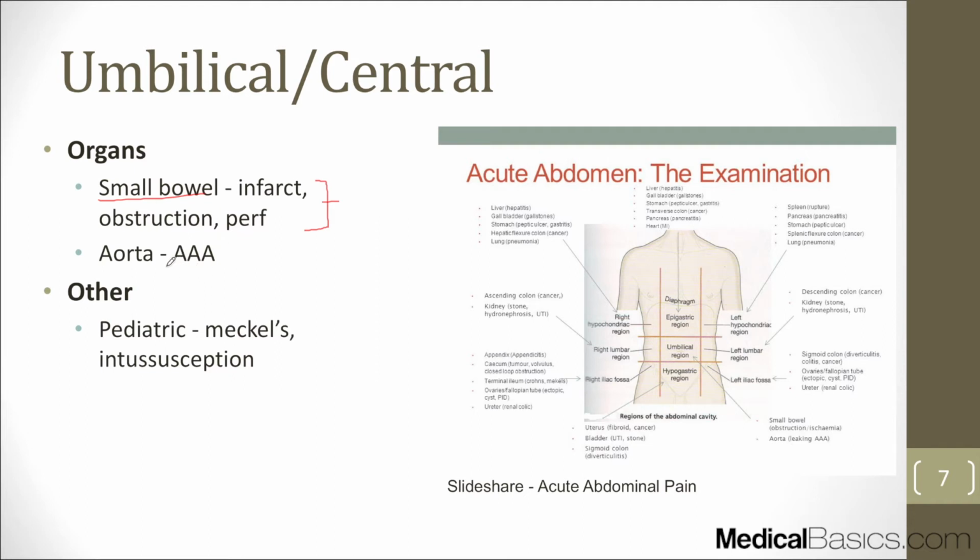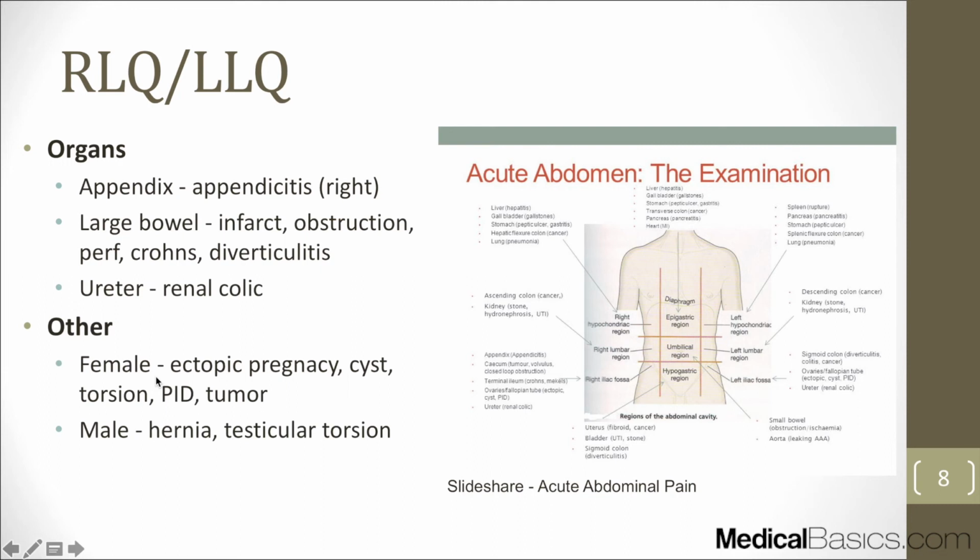The other thing we have to not forget about is our aorta. So any type of abdominal aortic aneurysm, any type of rupture will definitely cause some type of abdominal pain as well. In pediatric patients, we can't forget about other things that can happen within the small bowel, like intussusception or Meckel's diverticulum, or diverticulosis. In right lower quadrant as well as the left lower quadrant, I kind of group these together because they're very similar.